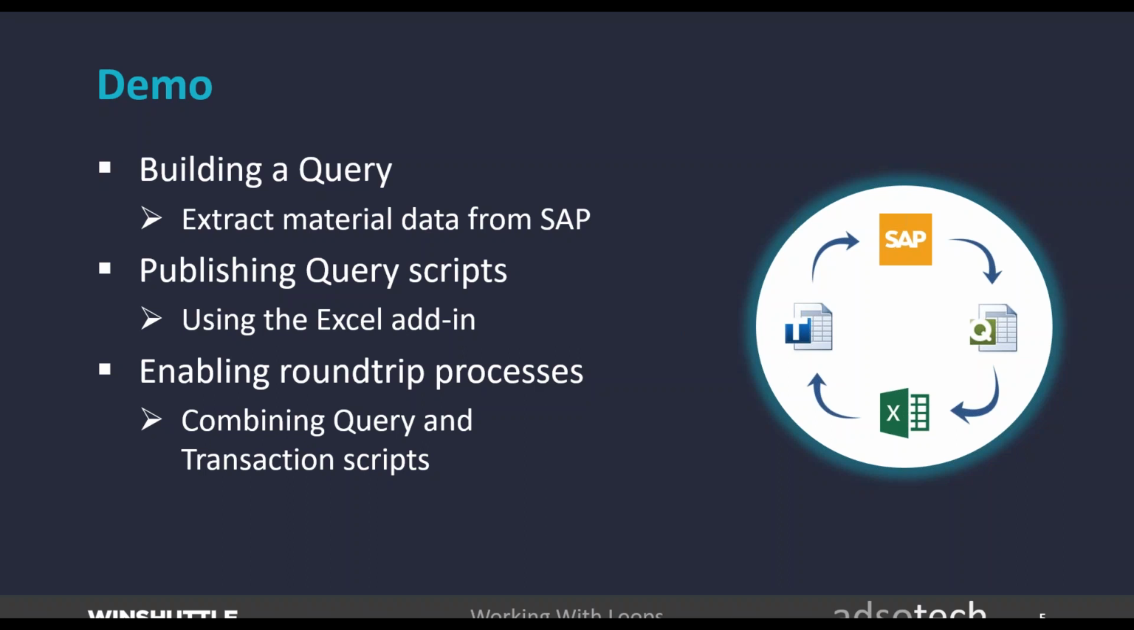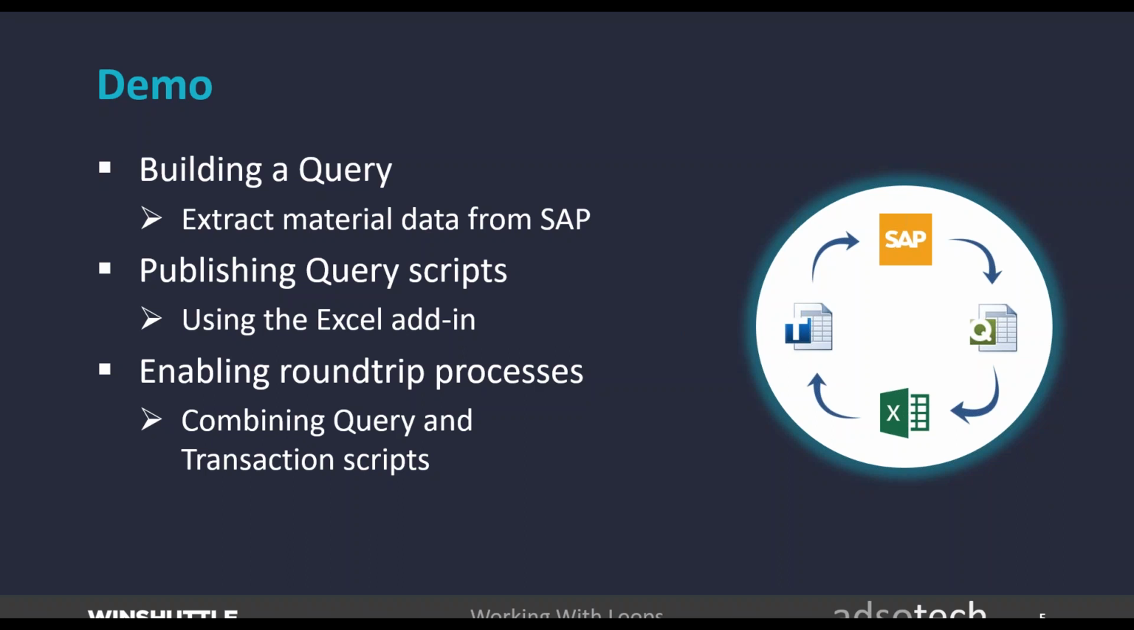And then as a third final step, we'll quickly create another script in Winshuttle transaction and see how we can combine a query script and a transaction script and create an Excel template that allows us to do this kind of round trip processing of material data. So something like this that you see in that illustration here. We'll be extracting data from SAP using query, then manipulating the data in Excel, and then uploading the changes back into SAP using a transaction script.